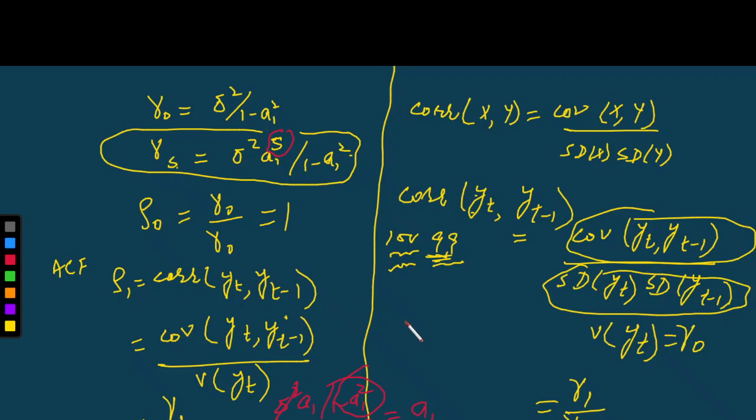So what will be gamma 2? Gamma 2 will be equal to the correlation between yt and yt minus 2 divided by gamma naught. So this one will be equal to sigma square a1 raised to the power s, where s is 2 here, over 1 minus a1 square, divided by sigma square over 1 minus a1 square.